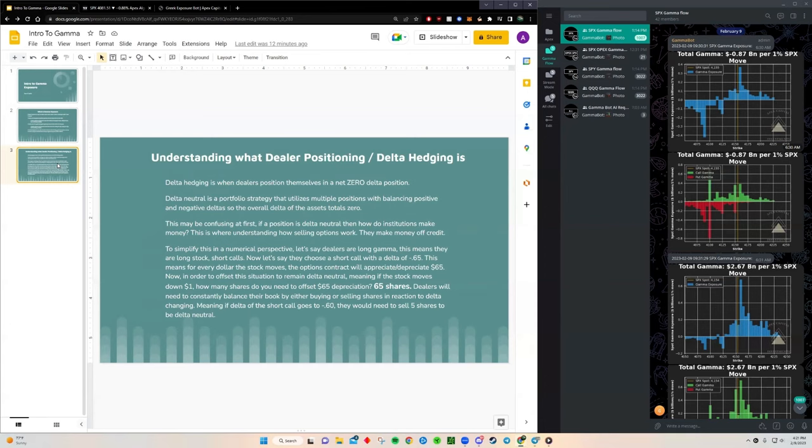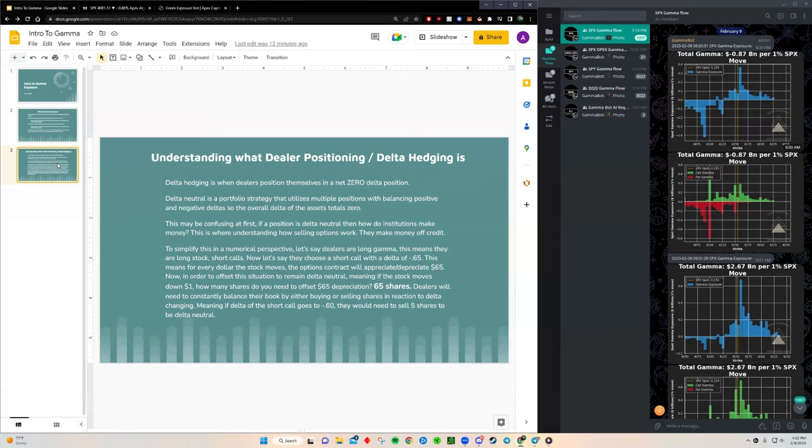Delta hedging is when dealers position themselves in a net zero delta position. Delta neutral is a portfolio strategy that utilizes multiple positions with balancing positive and negative deltas, so the overall delta of the assets totals up to zero. This may be confusing at first.